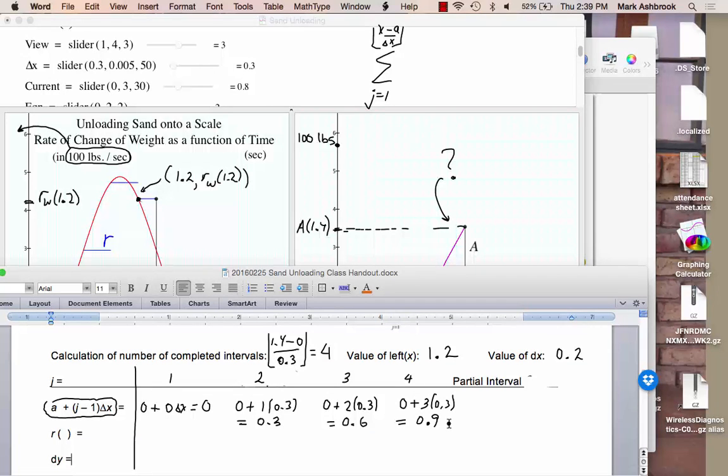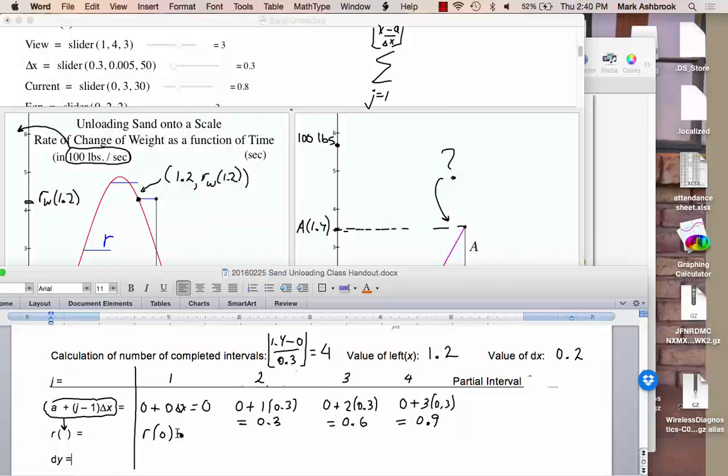Okay, we're going to do the partial interval later. So here we go. Now we want the rate. What does the formula do? In that first part, it takes the rates at these x values. What is the rate at 0? So it's going to plug that a plus J minus 1 times delta x into the rate function.